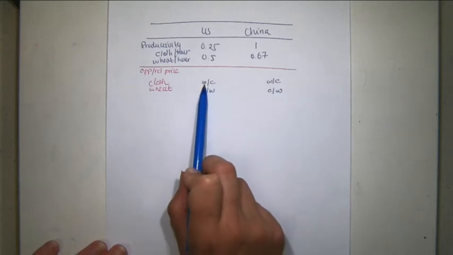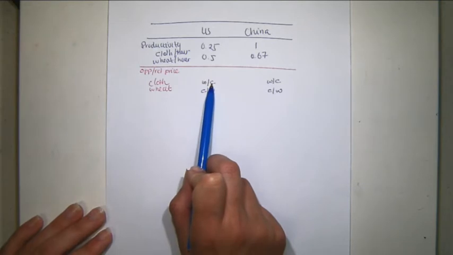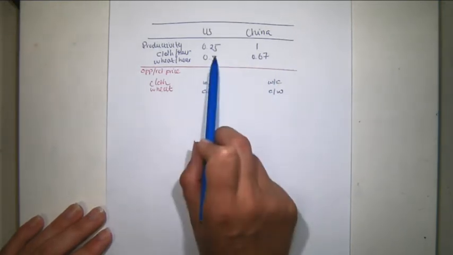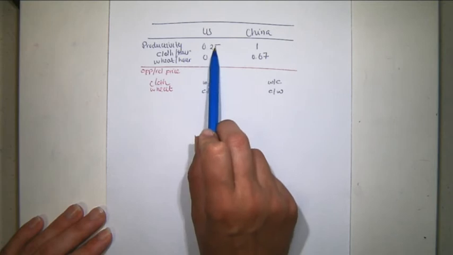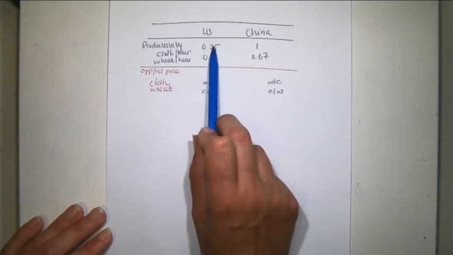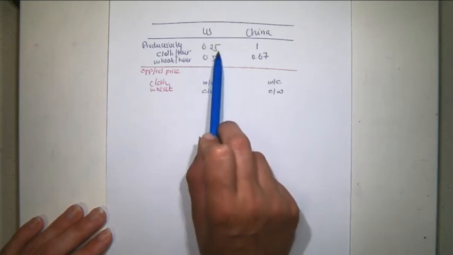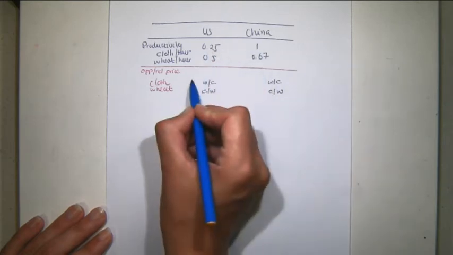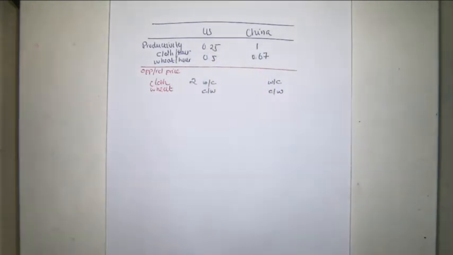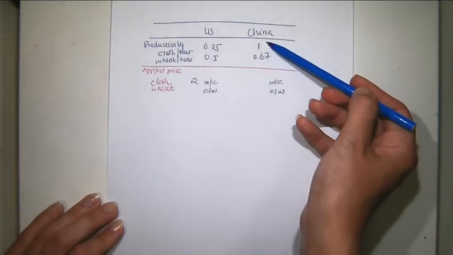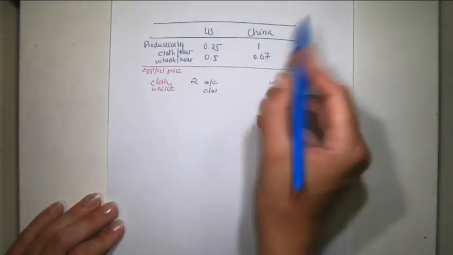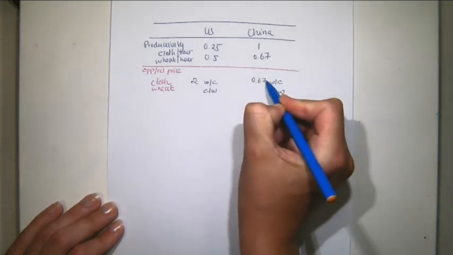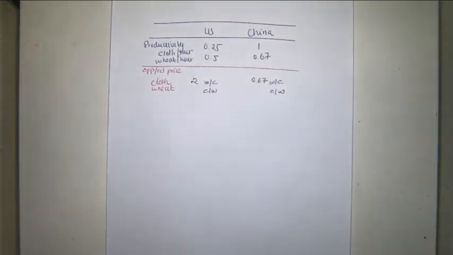How many units of wheat do we have to give up to produce 1 unit of cloth? Well, what we simply do is we divide this wheat by cloth. Wheat productivity by cloth productivity. So 0.5 divided by 0.25 is 2. So we give up 2 units of wheat to produce 1 unit of cloth. Let's do the same in China. Wheat over cloth, 0.67 over 1. We give up 1 unit of wheat to produce an additional unit of cloth.